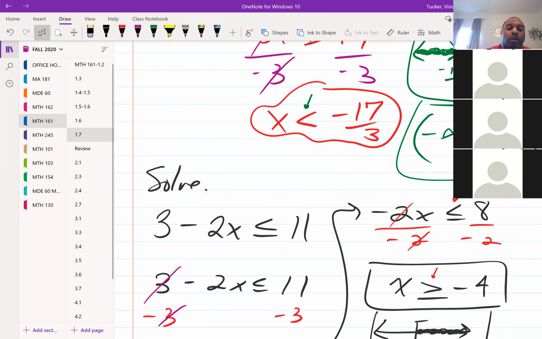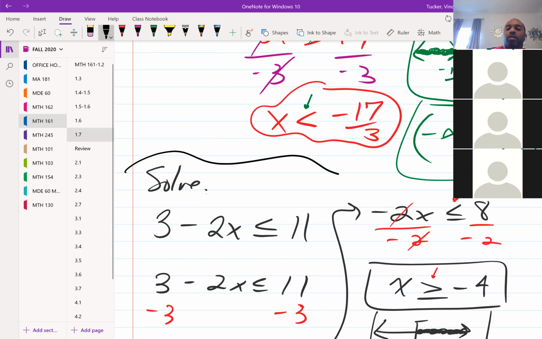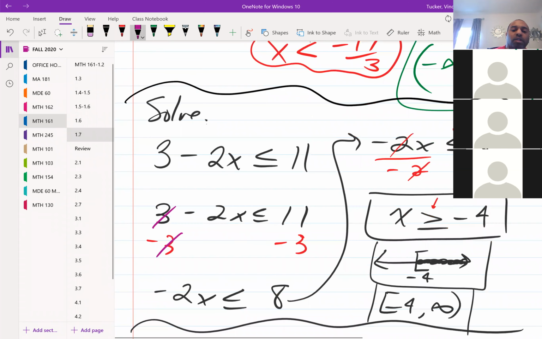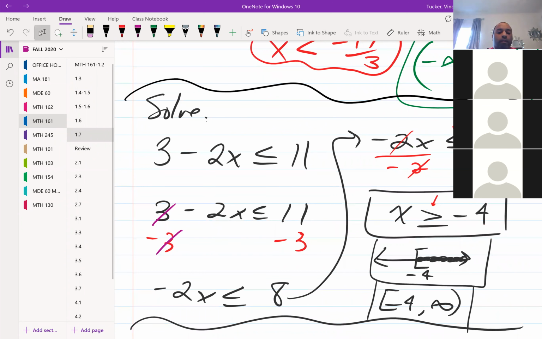All right, so we're going to solve it the same way we would equations. Looking at this first one, 3 minus 2x less than or equal to 11. So we'll subtract 3 from both sides. 3's cancel on the left. Leave me with negative 2x is less than or equal to 8.